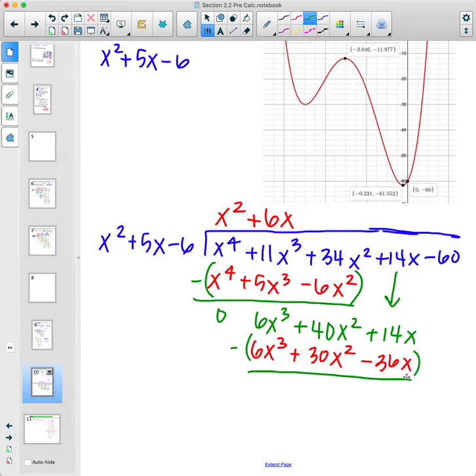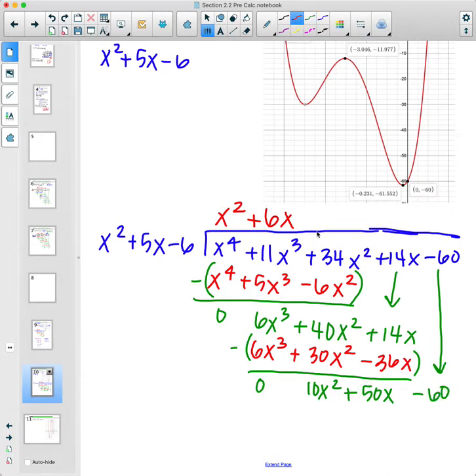Subtract. 6x cubed minus 6x cubed is 0. 40x squared minus 30x squared is 10x squared. 14x minus negative 36x. Okay, that's 50x. And then carry down the negative 60.